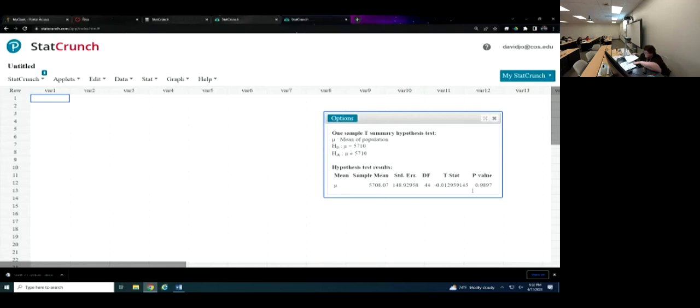Let's write down our test statistic and our p-value here. Our test statistic is negative 0.013. And my p-value is 0.9897. Holy crap. The largest the p-value gets is 1. So we got our data there.